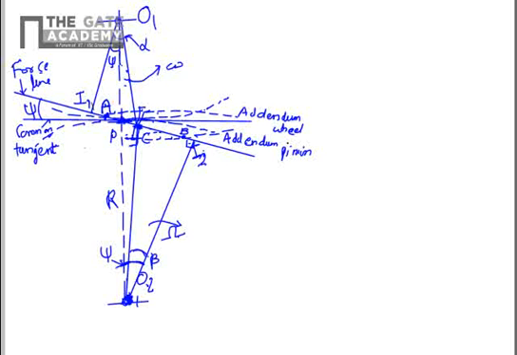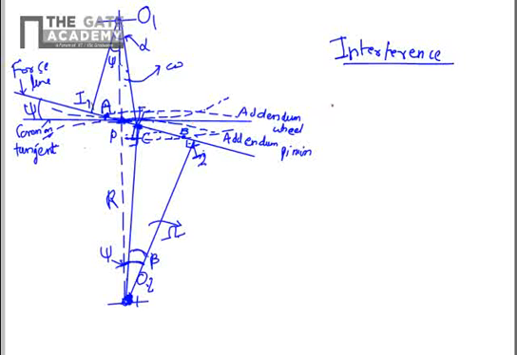So the next topic of interest is the interference in gears. So for that we have drawn a diagram here. This is, as you are aware, the O1 and O2 are centers of the wheel and pinion, and P is the pitch point. A is the point where the addendum circle of the wheel cuts the force line, and B is the point where the addendum circle of the pinion cuts the force line.